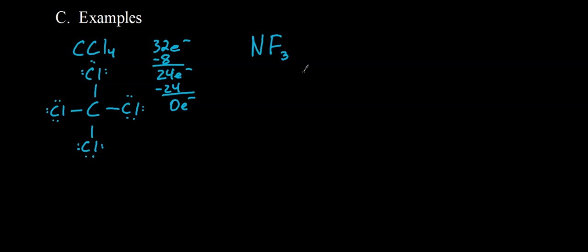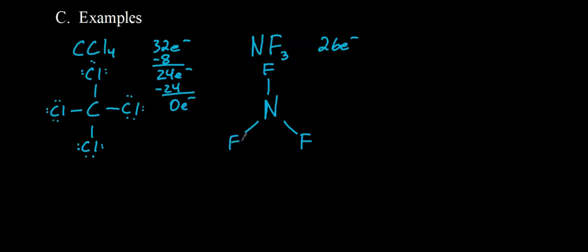Draw a Lewis structure for nitrogen trifluoride. Again, first step is to count up the total number of valence electrons. Nitrogen has 5 valence electrons. Each fluorine has 7, so 7 times 3, that's 21, plus 5 more, that's 26 valence electrons. Next step is to draw the skeletal structure. The central atom is nitrogen. We have 3 atoms bonded to the central atom, so initially I'm going to show those equally spaced apart from one another.